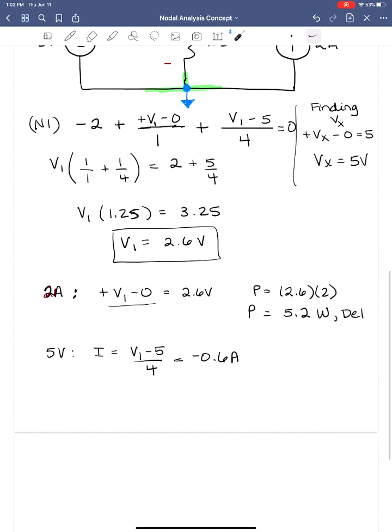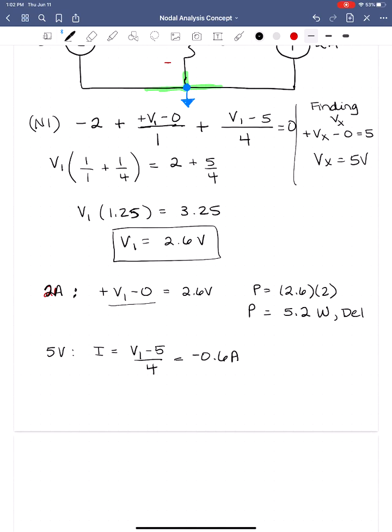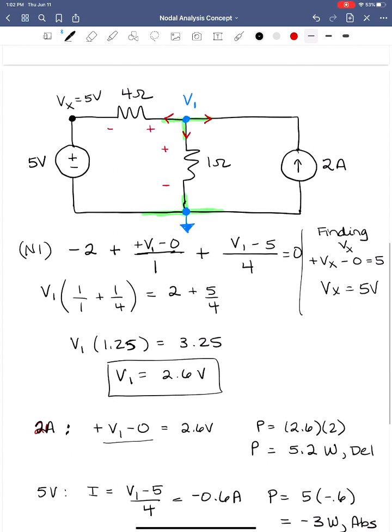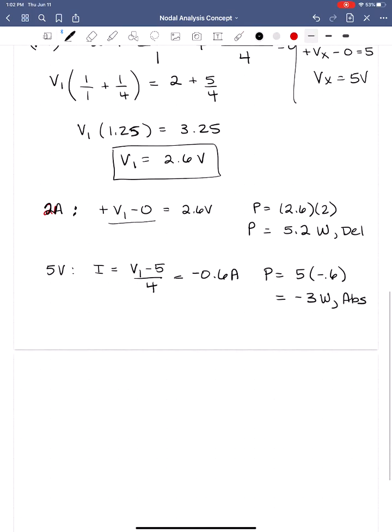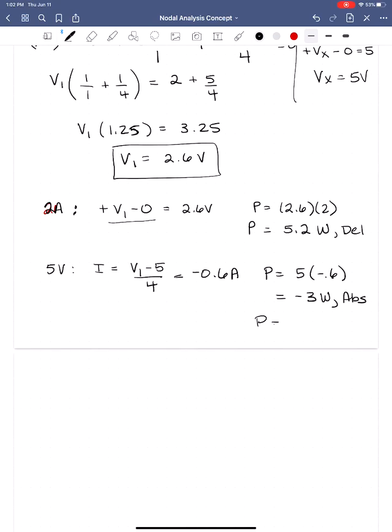Remember that that current is the current that flows from plus to minus through the source. So now when we solve for power, P is equal to V times I, so V is 5, I is minus 0.6, and this is going to be minus 3 watts. But this power is absorbed because the way we solve for the current using the expression from our node voltage equation solves the current in this direction, so that gives us power absorbed. All right, and so we're going to change this around and say P is equal to plus 3 watts delivered. And so the sum of the power delivered is equal to 5.2 plus 3, or 8.2 watts.